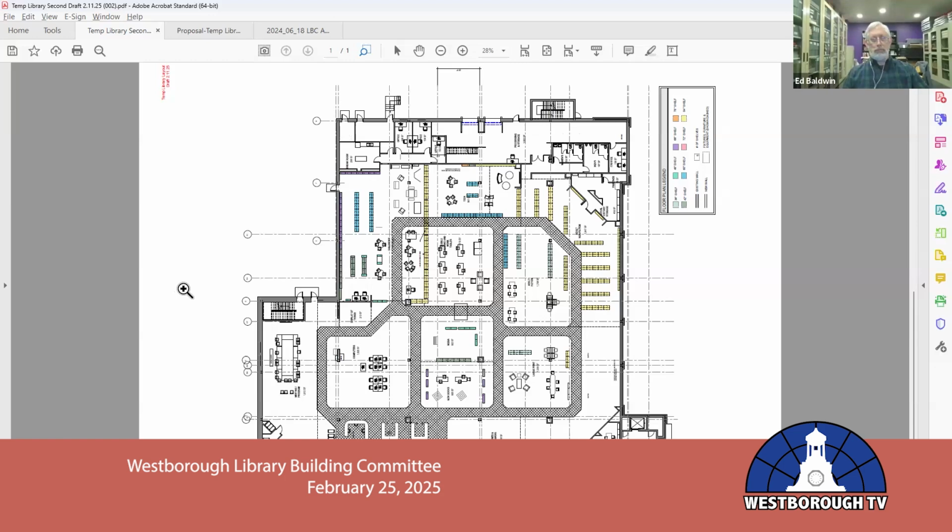Yes, I was wondering, somehow this children's area looks smaller than what we already have. So I just wanted to know what's the difference between the actual area the children will have versus what they have now. I will say the whole floor is 30,000 square feet, so there's a lot of space in there. I would have to take measurements to know whether it's smaller, but the overall space is more than the library has now.